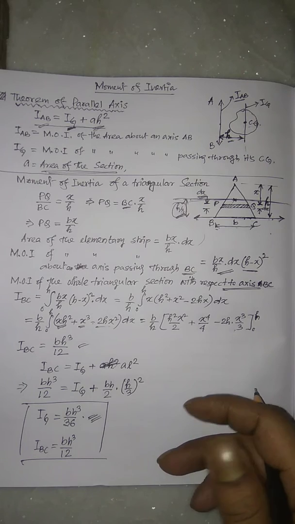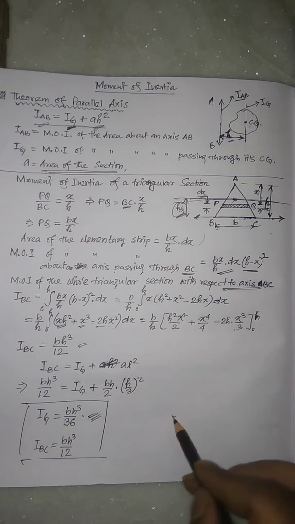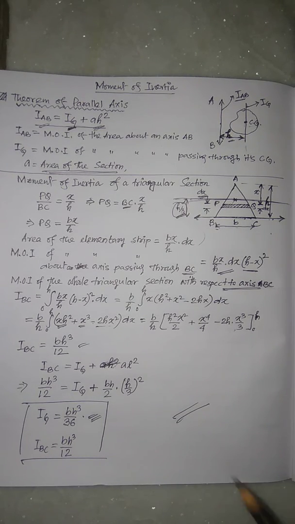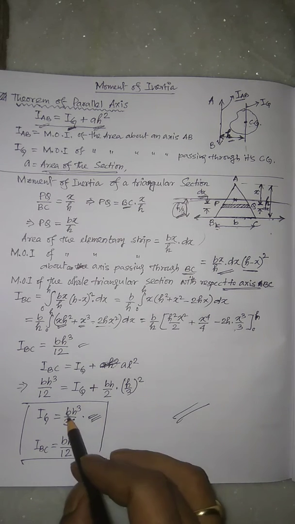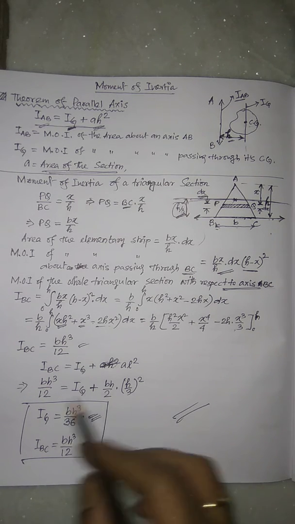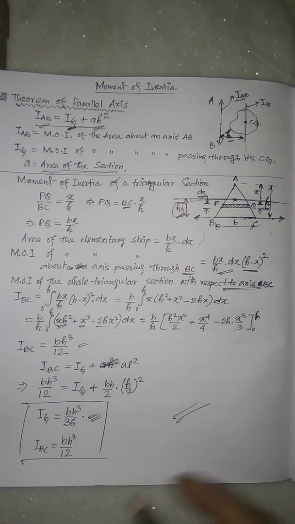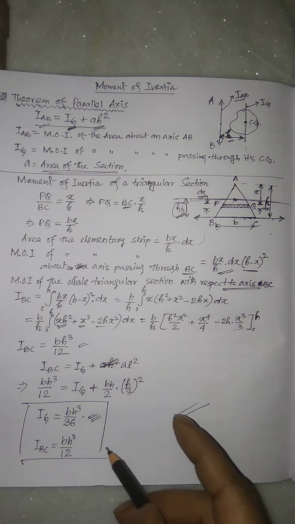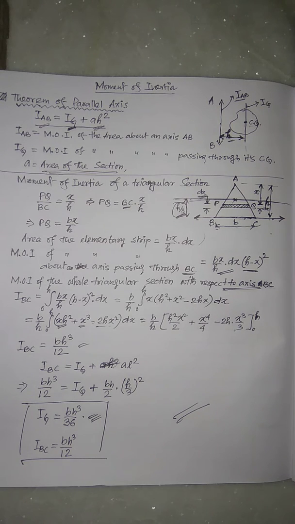So if in any numerical the height and width are given, you find the moment of inertia with respect to an axis passing through its CG or an axis passing through its base. In the next video we will go through the numerical, simply numerical on regular sections.